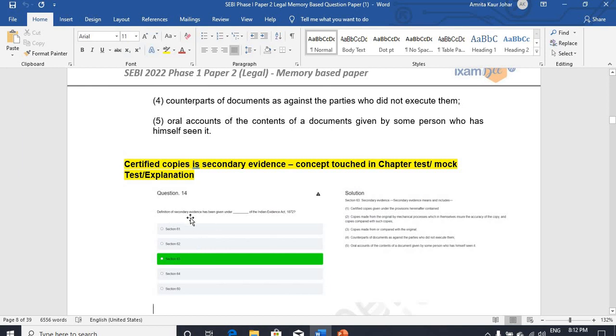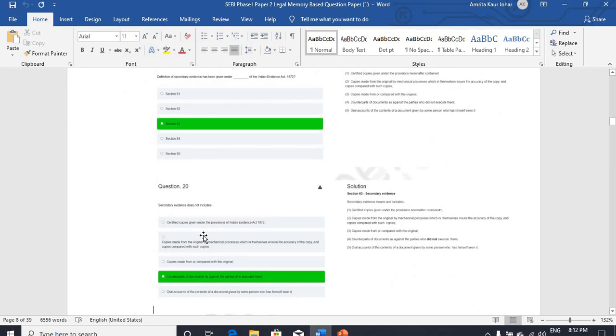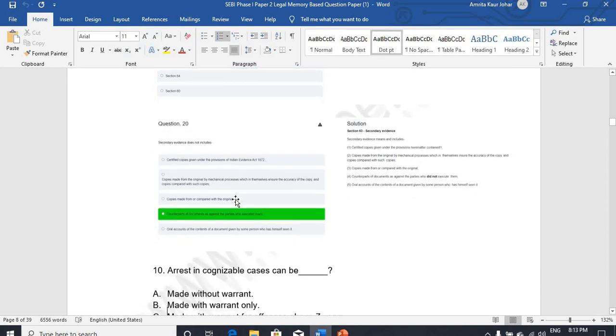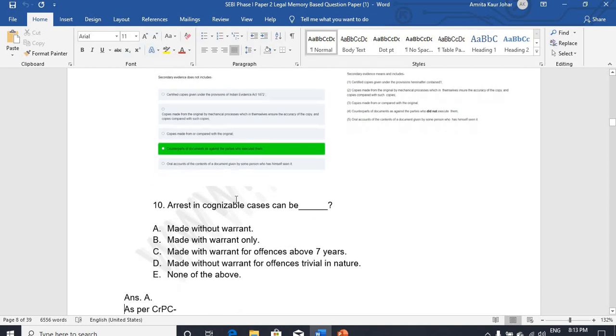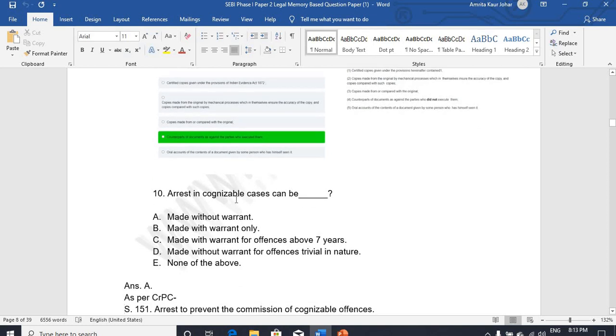That is, definition of secondary evidence has been given under which section, and also secondary evidence does not include. So this similar kind of coverage we have covered in our questions in the section test, in the chapter test, and so on. Next, arrest in cognizable cases can be.